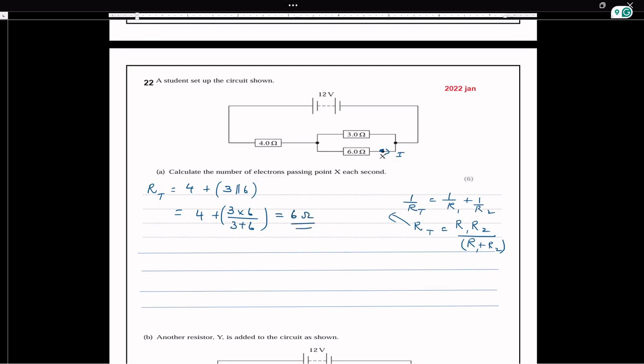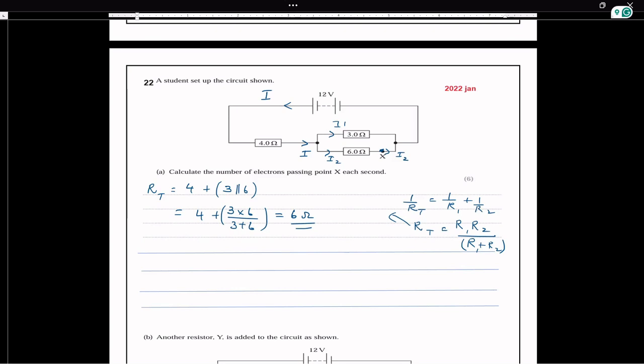Therefore, let us see what the circuit current is. How much is the circuit current? The total current I. But as you see, this total current I here branches as I1 and I2. Actually, we have to know how much is this I2.